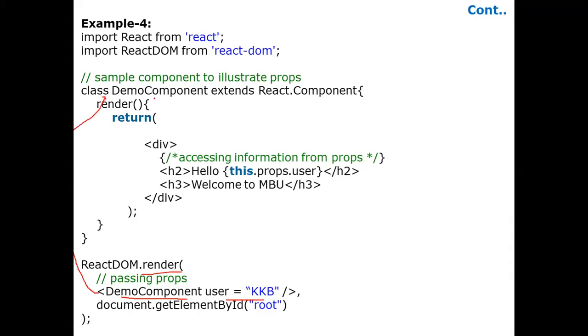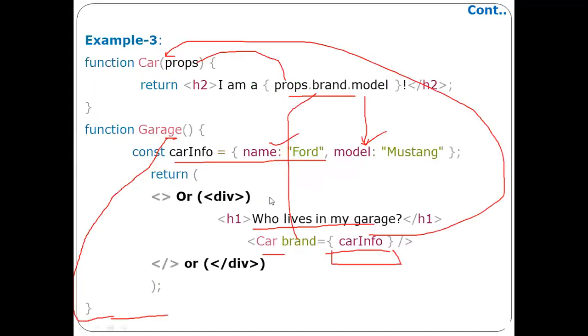As you are already aware, when you are creating a class component, the first step is to extend from React.Component. The second step is to render. The third is there is a return. So inside the return, we need to use this.props.user, whereas in the functional component this is not required because we are accessing directly with props.user. But here, to mention which class the argument you are passing belongs to, we are using the this keyword, this.props.user. So hello, this.props.user means kkb. Hello kkb, welcome to MBU. This is how it runs.